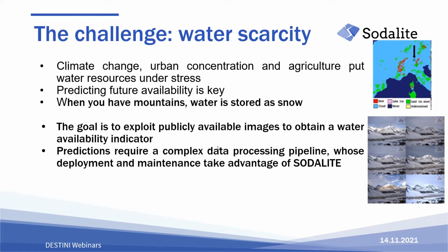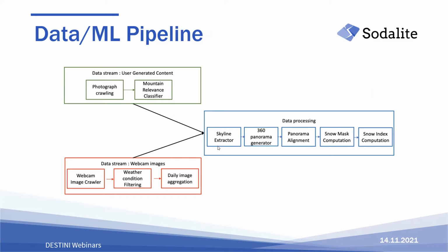The goal of this use case is to process images containing snow to predict the water availability. Here we calculate an index called the snow index, which indicates the availability of water in mountain regions. This is a complex data processing pipeline. So this is the basic structure of the data pipeline.